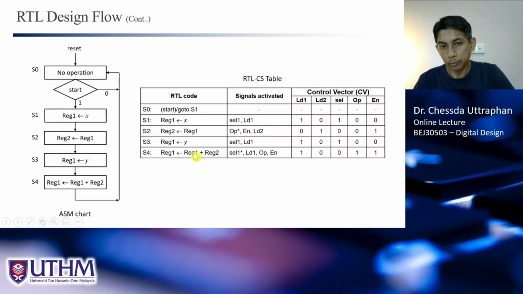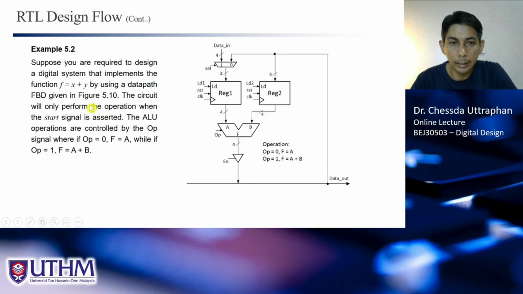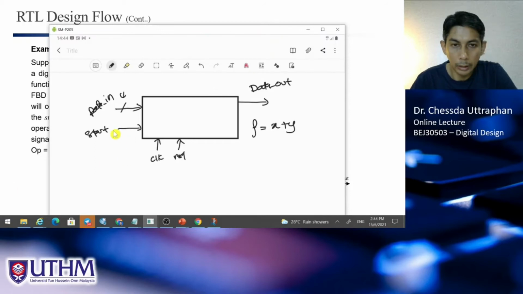So now let's create the controller or the control unit for our application. To do that, we need to look back at the specification. So first is this, and also we have this. This start signal is actually the signal that is used to start the operation of this circuit. So it should be connected to the controller, or should be the input of the controller.